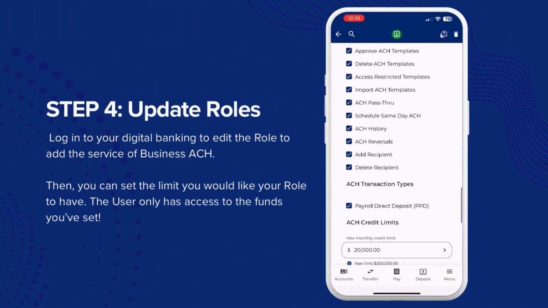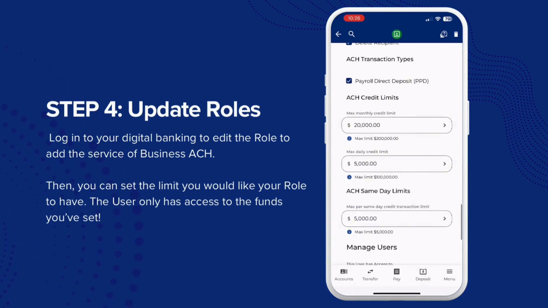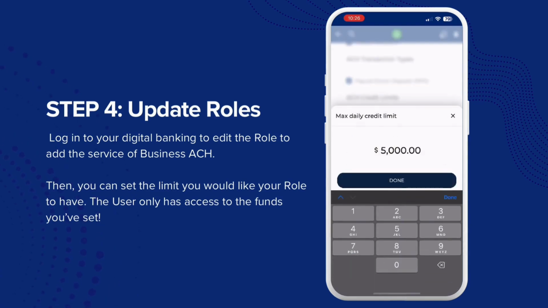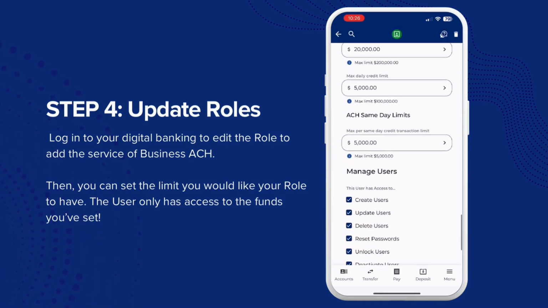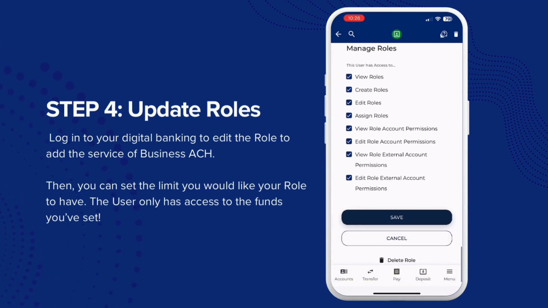Your last step is to log back into your digital banking and edit the role to add the service of Business ACH. Then you can set the limit of how much you would like your role to have. The user only has access to the funds that you've set for them. Once you have completed assigning permissions, click Save.